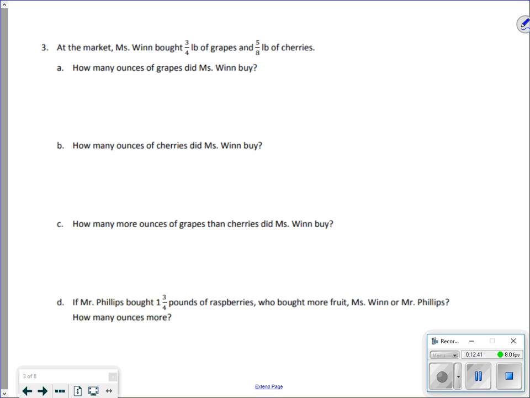How many ounces of grapes did she buy? 12. Grapes? No, I messed up. I thought you were talking about me. She bought 12 ounces. Because the grapes is right there. I did 3/4. It's in pounds. You need ounces.